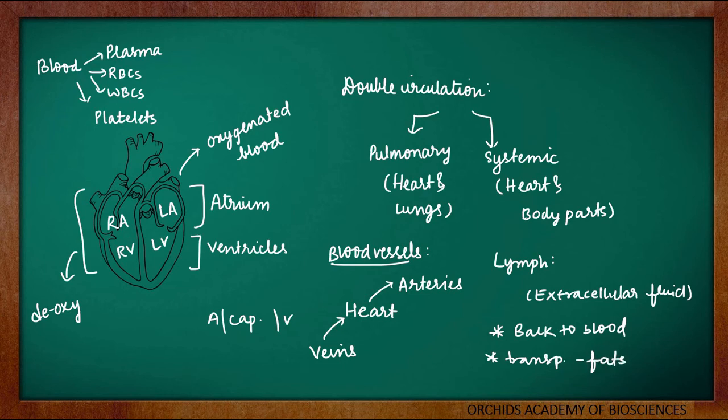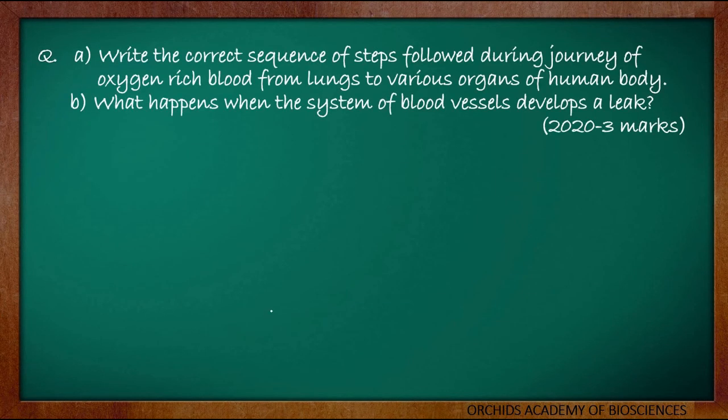So let us quickly discuss a few questions from the previous years. The first question is from 2020 for 3 marks. The question asked us to write the correct sequence of steps followed during the journey of oxygen-rich blood from the lungs to various organs of the human body. So they are asking us to trace the path of the oxygenated blood from lungs to heart and then to the human body. So let us try to answer this.